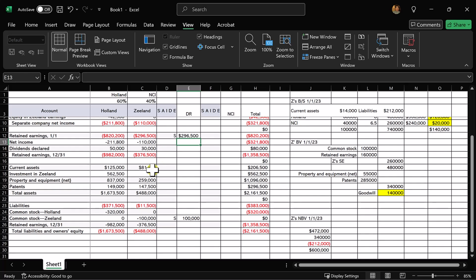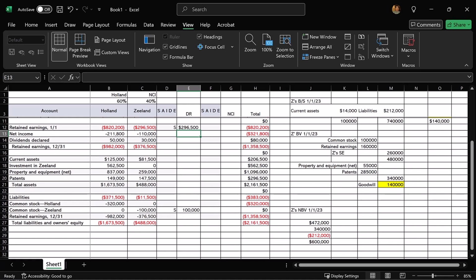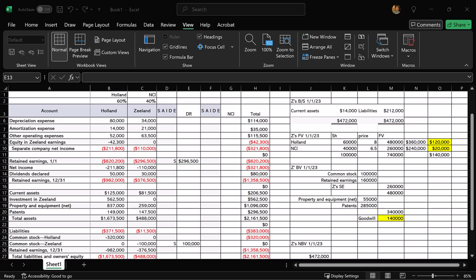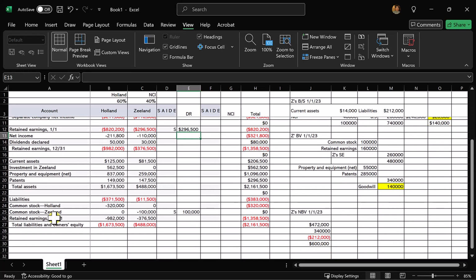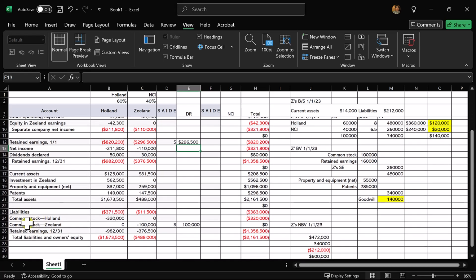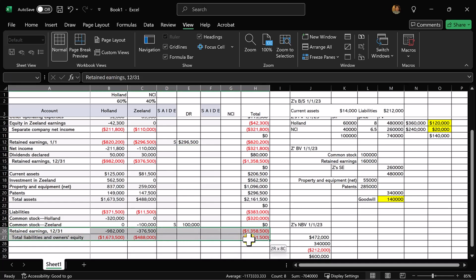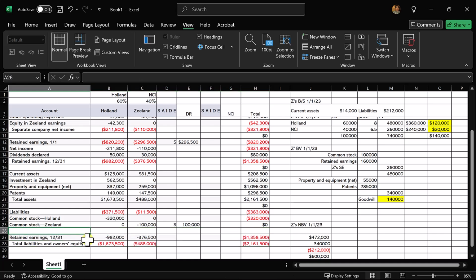So let me insert a new row for non-controlling interests. That should go near the common stock here. So let me insert a new row here. I'm going to just move these two rows down and then insert a non-controlling interest row. That's reminding me, it's the 40% not owned by Holland.